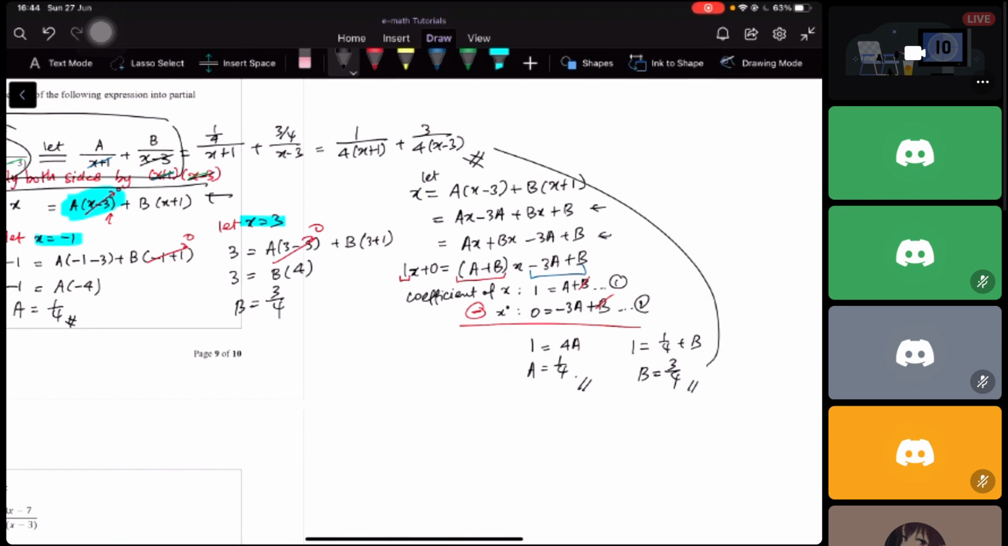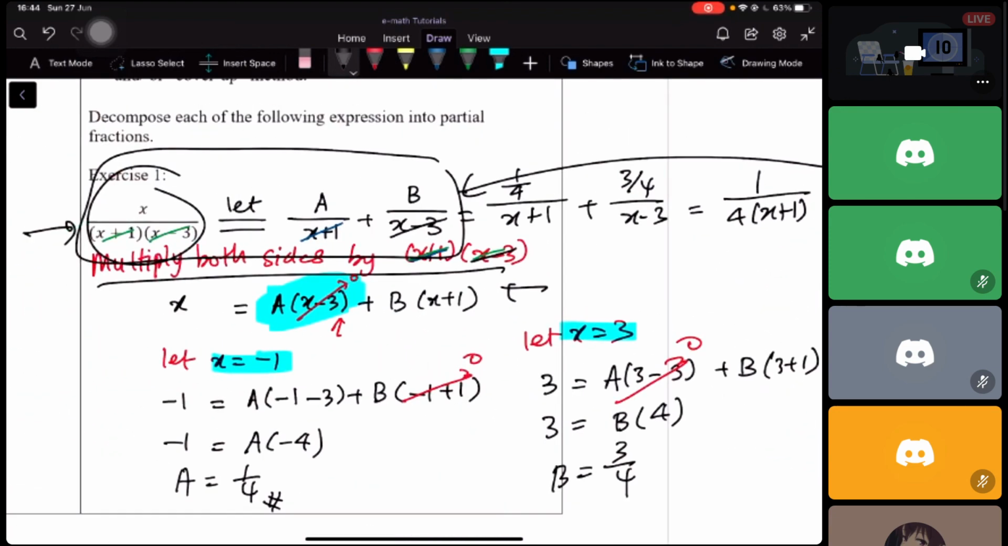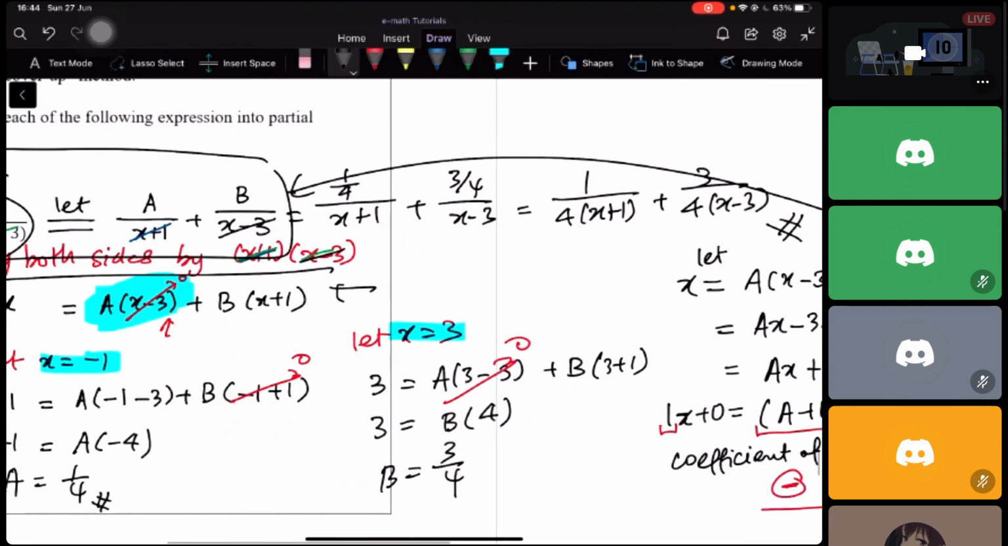And you just put it back to the partial fraction that you create and write your answer. This answer. That's it. Partial fraction.